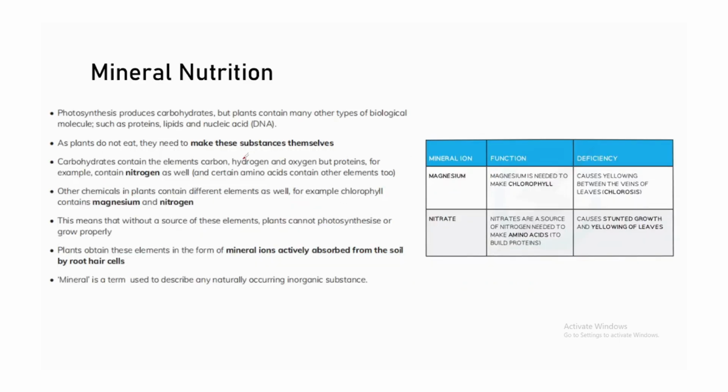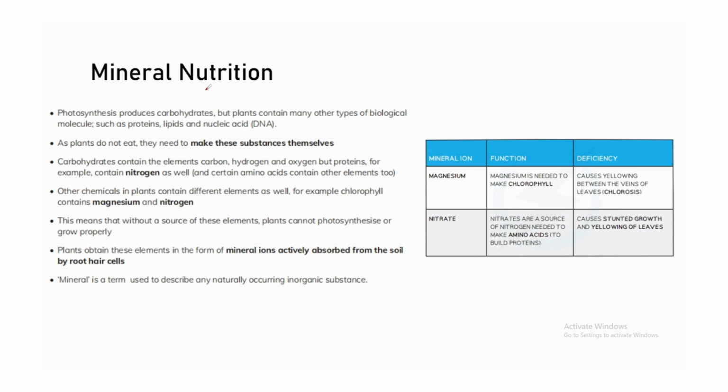Mineral nutrition. Photosynthesis produces carbohydrates, but plants contain many other types of biological molecules such as proteins, lipids, and nucleic acids, DNA. As plants do not eat, they need to make these substances themselves. Carbohydrates contain the elements carbon, hydrogen, and oxygen, but proteins, for example, contain nitrogen as well, and certain amino acids contain other elements too. Other chemicals in plants contain different elements as well. For example, chlorophyll contains magnesium and nitrogen. This means that without a source of these elements, plants cannot photosynthesize or grow properly.